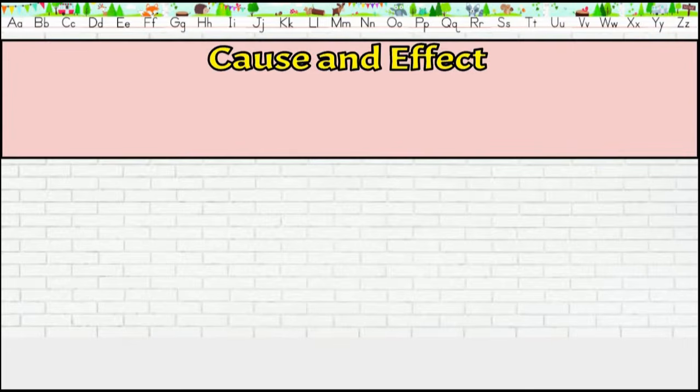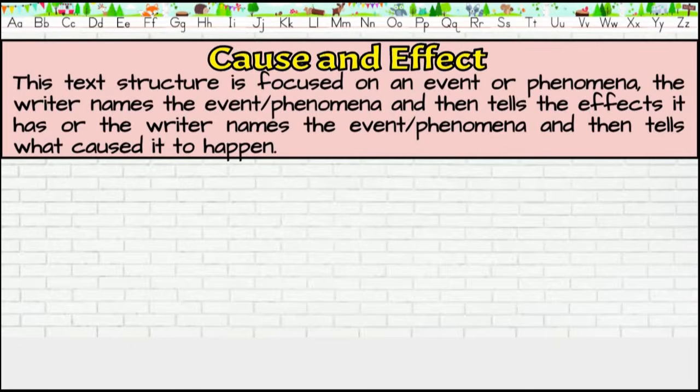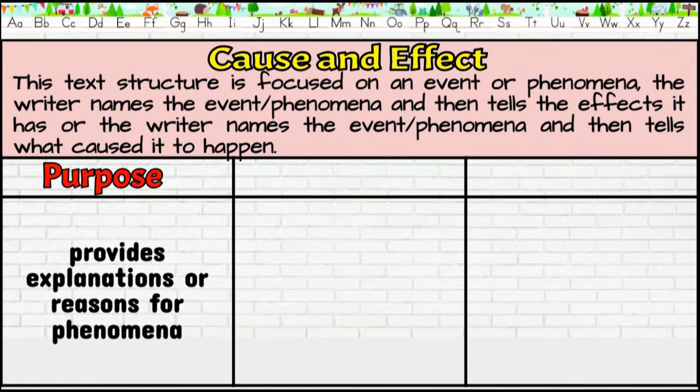The next text structure in writing an informational text is cause and effect. This text structure is focused on an event or phenomena. The writer names the event or phenomena and then tells the effects it has. Or, the writer names the event or phenomena and then tells what caused it to happen. The purpose of this text structure is to provide explanations or reasons for phenomena.